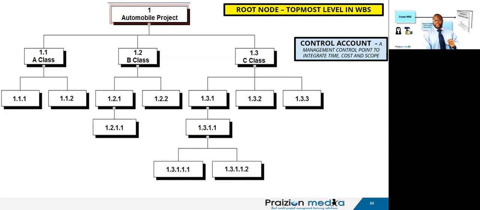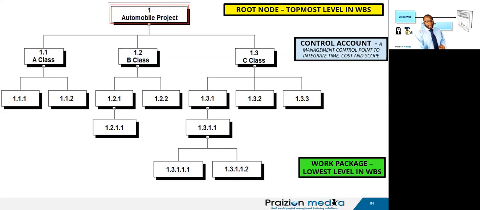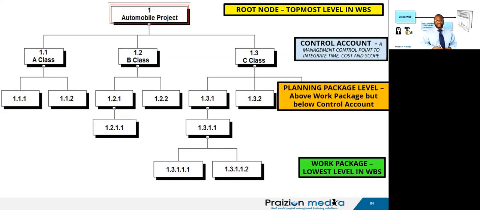So I say that to give you some imagery so that you remember control accounts are also managed, and they are control points where management looks to exert further control. Then we have the planning package, which is above the work package, but below the control account. And the idea about the planning package is that we have known work content in there, but we're not going to decompose that content until we get closer to the period of performance.